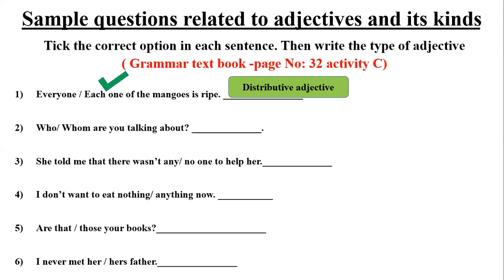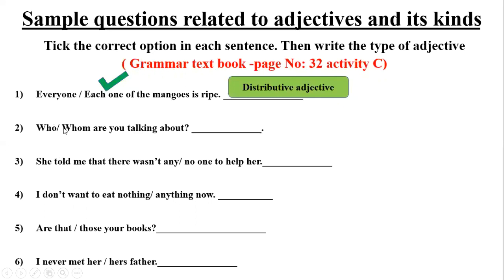For example, whom are you talking about? I'm talking about him. So what is the answer? Him, right? So when it is him or her, you have to use the word whom. Okay, who are you talking about? You can't say I'm talking about.